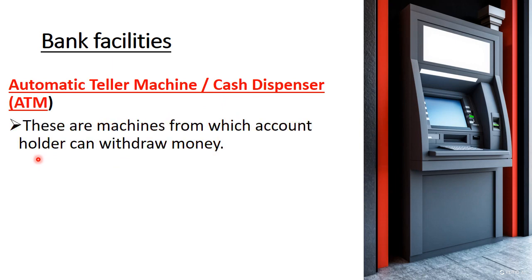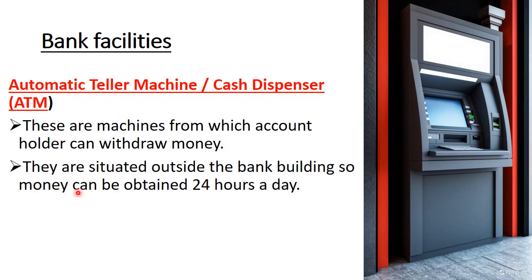So what is an ATM? These are machines from which account holders can withdraw money. This is a machine where you go and get physical cash. They are situated outside the bank building, so money can be obtained 24 hours a day. Maybe you need money at 23 hours. The bank is closed by then, so what are you going to do? You just go here and withdraw your money.